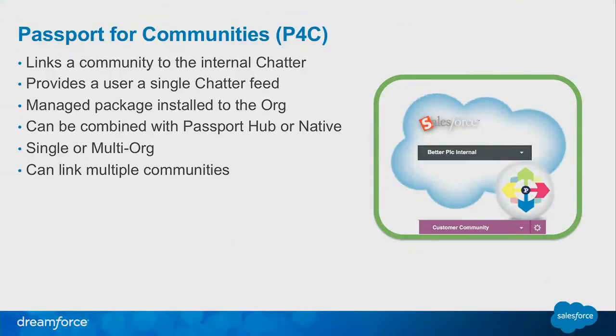And then finally, Passport for Communities. Passport for Communities links a community to the internal chatter. It seems like it's quite easy, but it's surprising how hard this is to do. It provides a user a single chatter feed. That's the whole point of it. So within my one feed, I can have all my interactions with all my customers, all my partners, all my internal users. It works as a managed package installed to the org, and you can combine it with the hub and the native solutions, and it works therefore with both single or multi-org. You can also link multiple communities up. So if you have a partner and a customer community or several customer communities, we can link it all together with the internal community to propagate messages.